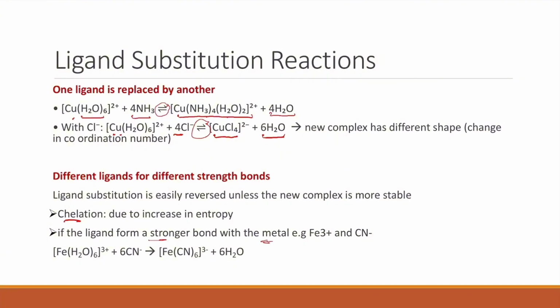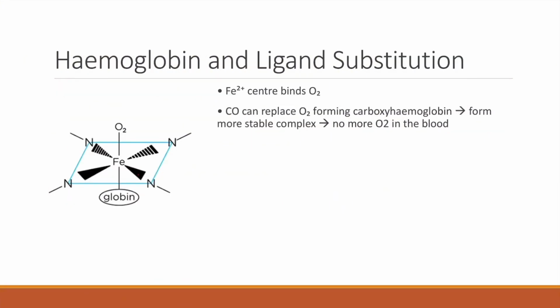For example, when we have the iron 3 plus ion and cyanide, the cyanide can form a stronger bond with the iron than the water. So when you have the aqua ion of the iron 3 plus ion, and we have the cyanide, the complex formed here will be more stable. This is why the reaction will be pushed more.